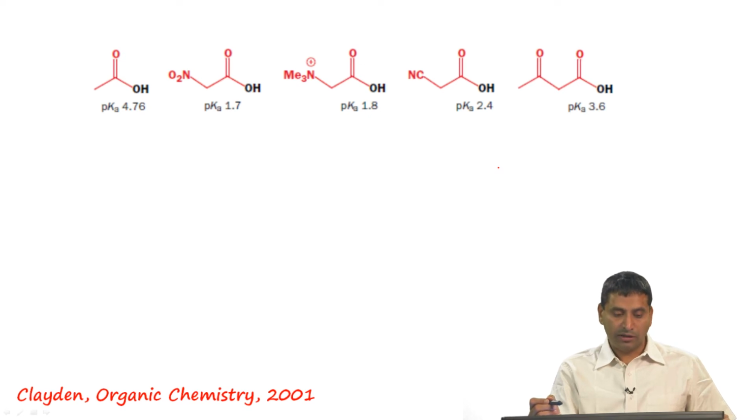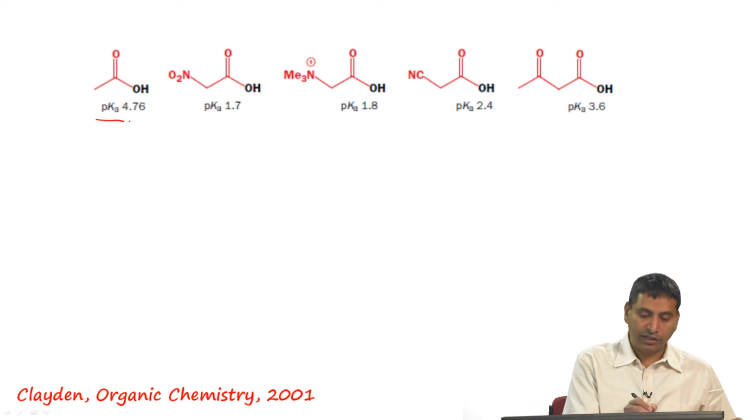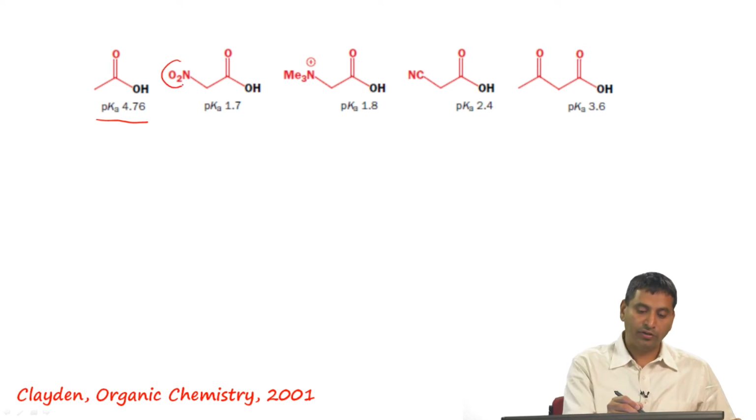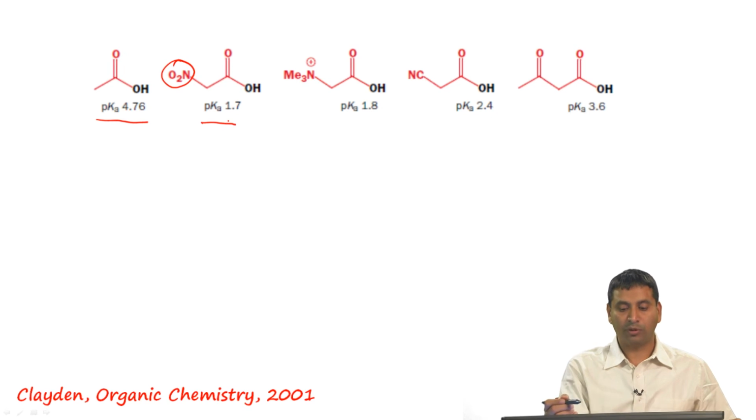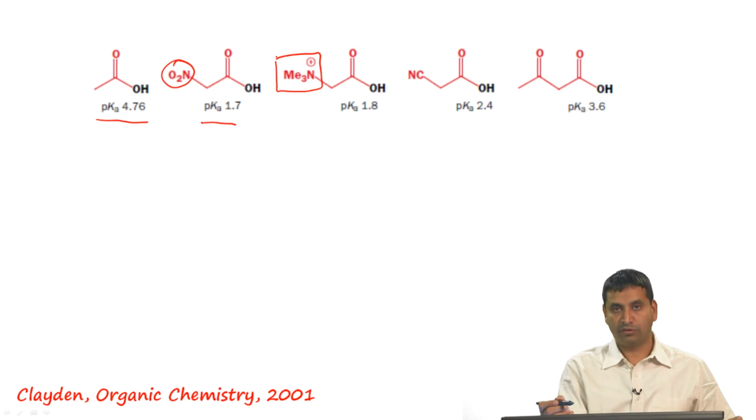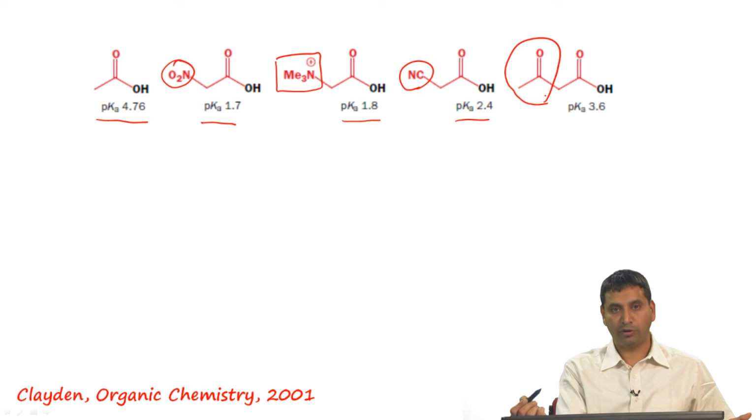The next example we look at is pKa amongst various carboxylic acids. Here you see acetic acid is our starting point, the pKa is 4.76. Once I introduce a nitro group here, the pKa drops to 1.7, and when I have an NMe3+, which is a positively charged amine, the pKa is comparable at 1.8. I have an electron withdrawing group in cyano, the pKa is 2.4, and here is the electron withdrawing group of a carbonyl and the pKa is 3.6.